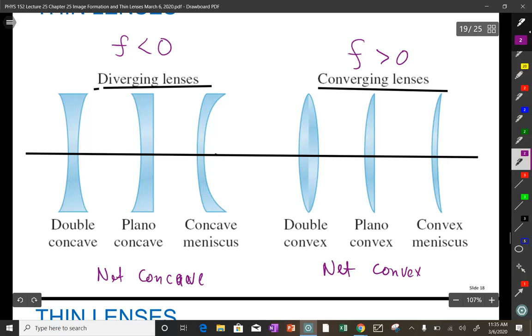Okay, so I see Max has eyeglasses on. So Max, are your eyeglasses converging or diverging?